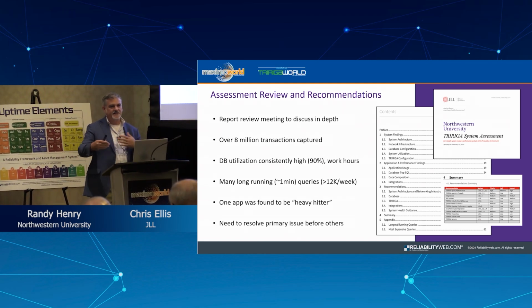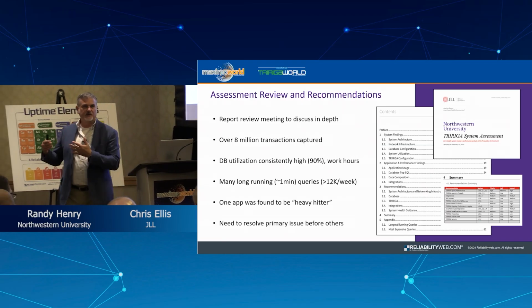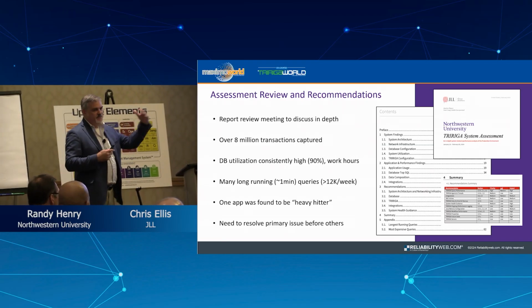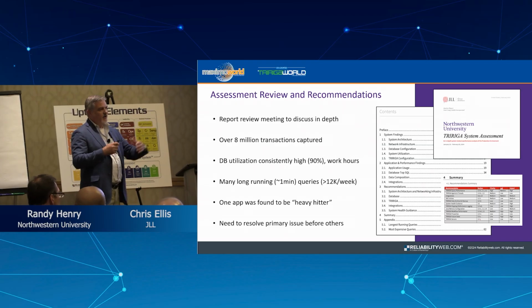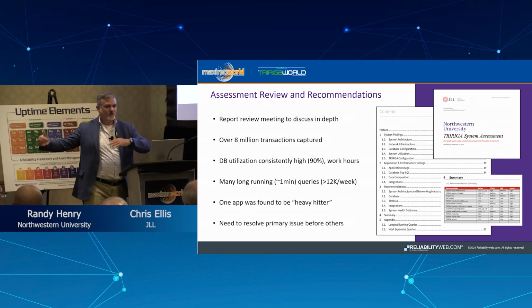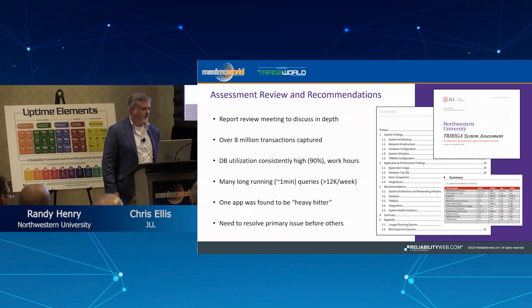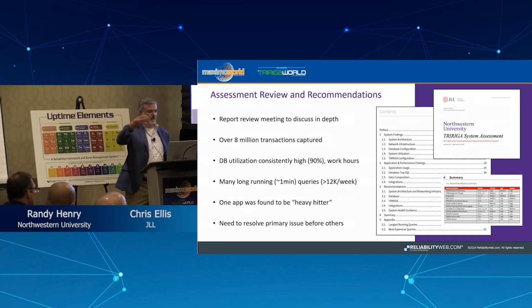There were other things that were discovered and put in the report, but they're low hanging, they weren't really as important as this big heavy hitter. You don't want to work on all these other small things and then solve the bigger problem and now the small things were a waste of time to work on. So this is just showing you what we had discovered and what we presented to them.